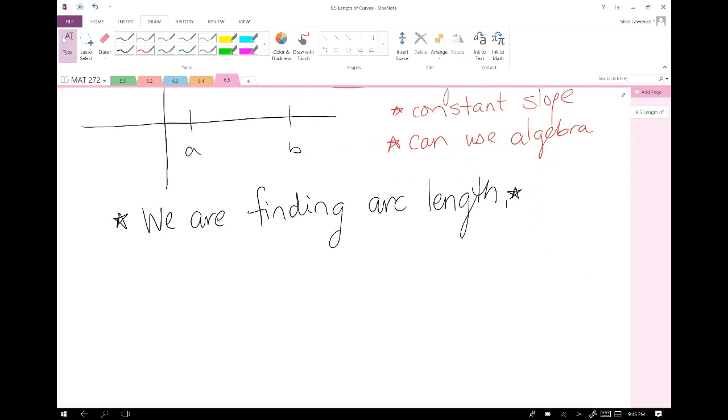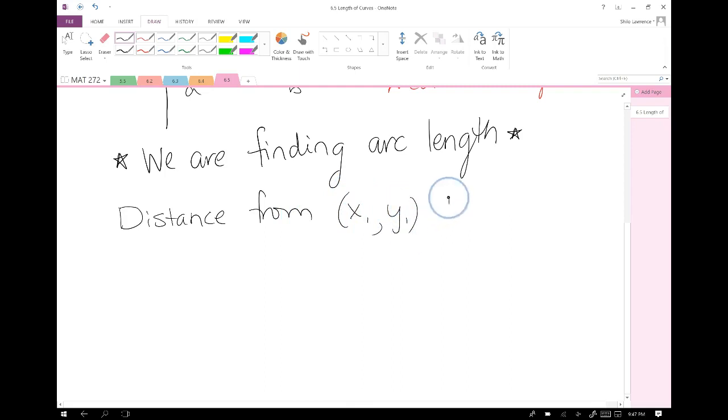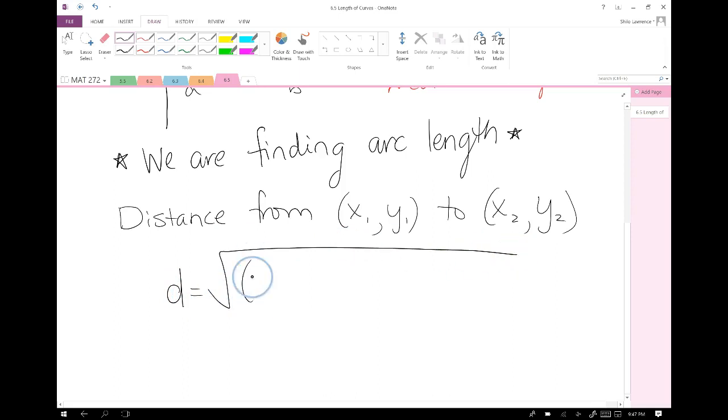So I'm going to show you the proof. Again, you do not have to know this proof. I'm not ever going to ask you to recreate this proof, but it's kind of neat to see. So if we know that we want the distance from x1, y1 to x2, y2. And this is just the straight line distance formula in algebra. So we would say d equals the square root of x2 minus x1 squared plus y2 minus y1 squared.